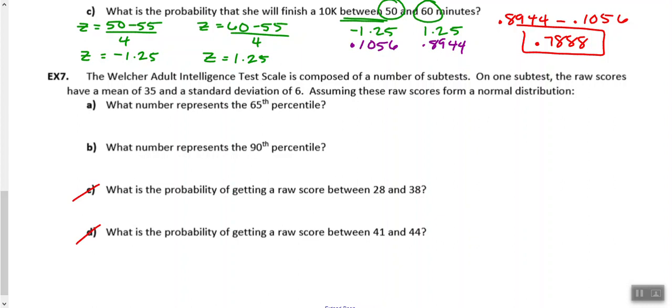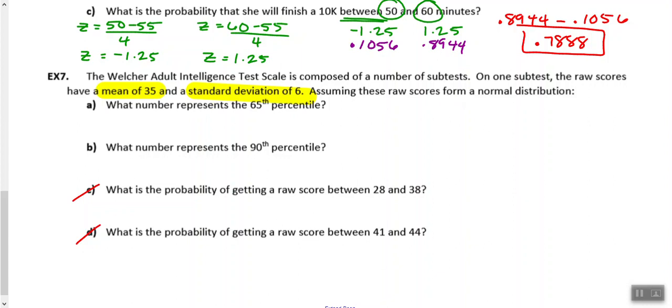So the Wilshire Adult Intelligence Test Scale is composed of a number of subtests. On one subtest, the raw scores have a mean of 35. Okay, so that is key. Mean of 35 and a standard deviation of 6. Assuming the raw scores form a normal distribution, what number represents the 65th percentile? So we're actually starting at the end and we have to work back to the beginning.